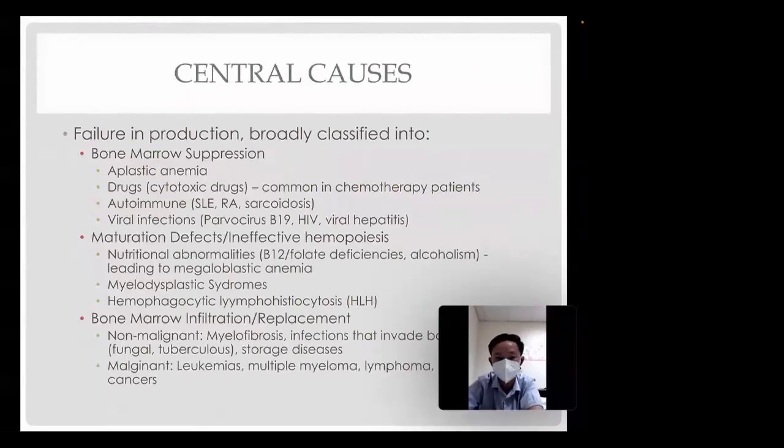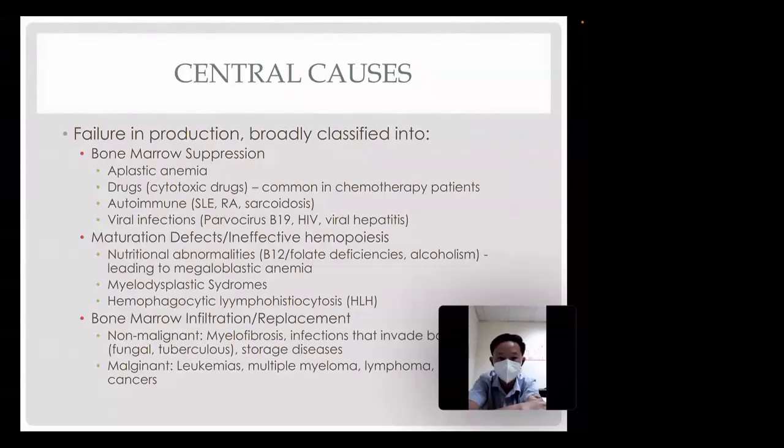So the central causes, as I said before, there are three main causes, like bone marrow suppression. This can be seen in aplastic anemia, where there is a suppression in the production of all cell lines. And also certain drugs, especially in chemo patients, where we use very cytotoxic drugs. These can also suppress the production of all the three cell lines. Other causes include autoimmune diseases such as your SLE and also rheumatoid arthritis, and also viral infections. Certain viruses can also cause bone marrow suppression, especially as in HIV, where pancytopenia can be common in acute illnesses.